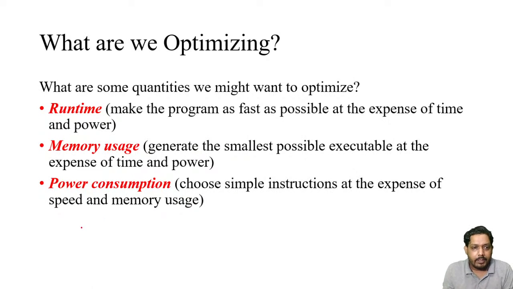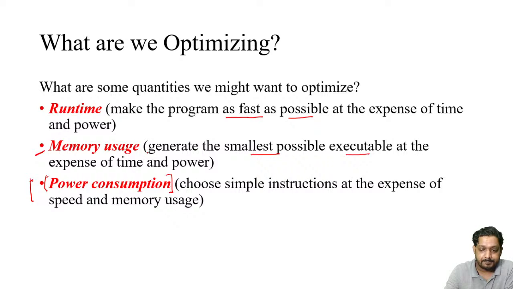Already I told you why we need to optimize: making the program as fast as possible, generating the smallest possible executable code, and that will reduce your memory usage and power consumption. Nowadays most machines are running on batteries, so we also want to concentrate on speed and memory usage, and that's why these optimizations are necessary.